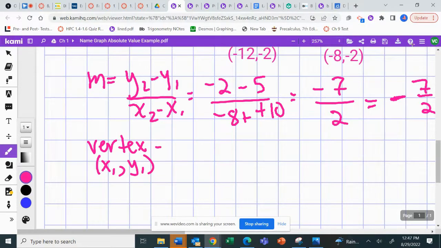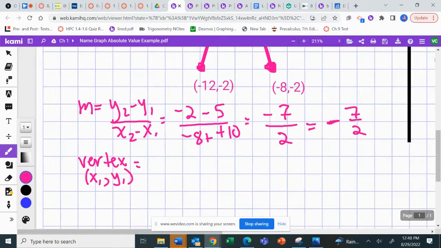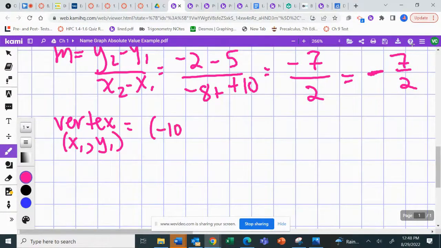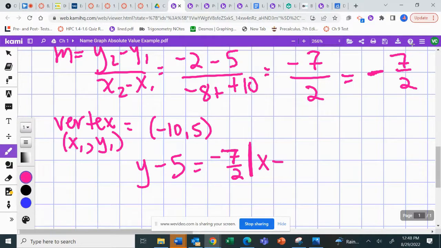And then the vertex is going to be the x1, y1, and my vertex is negative 10, 5. And so we're going to do the formula. y minus y1 equals our slope, absolute value, x minus x1. And since I had minus a minus, I changed it into positive 10. So that should be the equation of that absolute value.